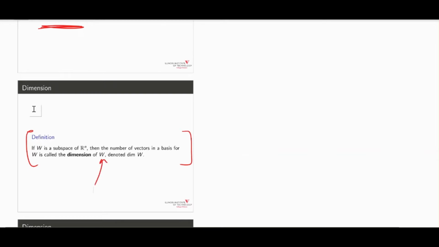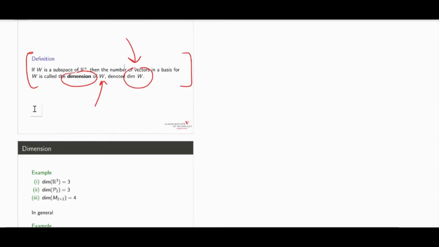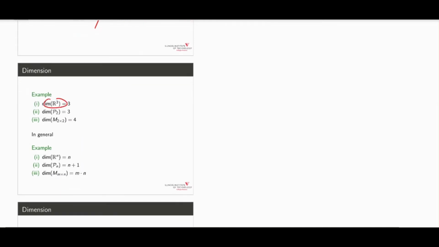So the subspace W has a dimension. That dimension is the number of vectors in a basis for W. You can write the dimension of W like this also. Let's look at some examples. We know that the dimension of R3 is 3. How do you know that?